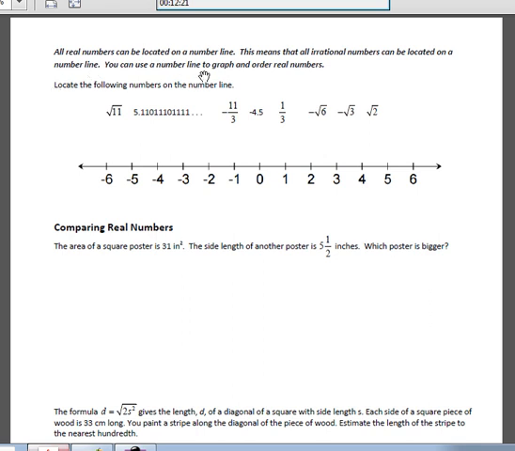All real numbers can be located on a number line. This means that irrational numbers can be located on a number line. You can use the number line to graph and order real numbers. Locate the following numbers on the number line.